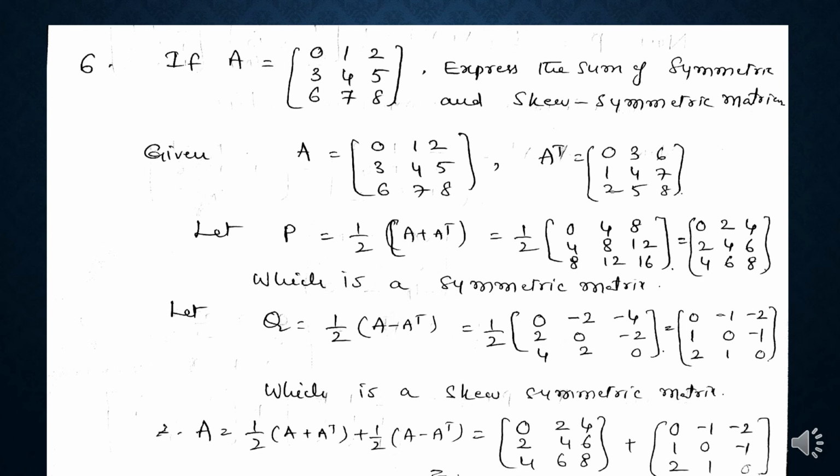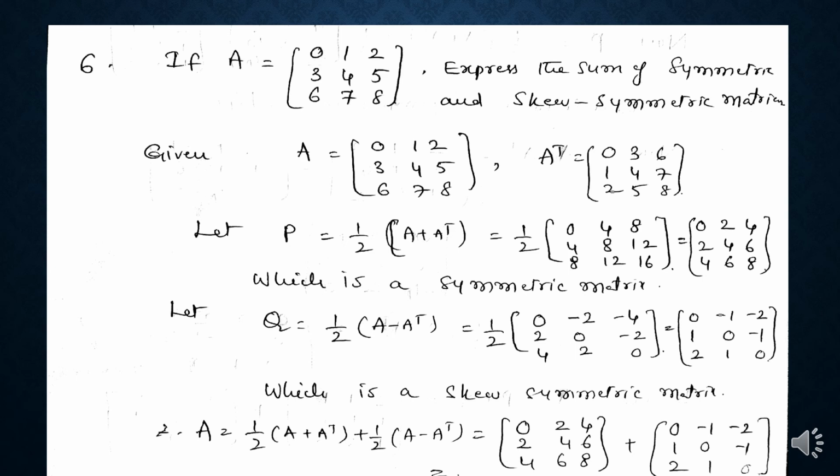[0 4 8; 4 8 12; 8 12 16]. So by dividing with 2, we will get [0 2 4; 2 4 6; 4 6 8], which is a symmetric matrix.